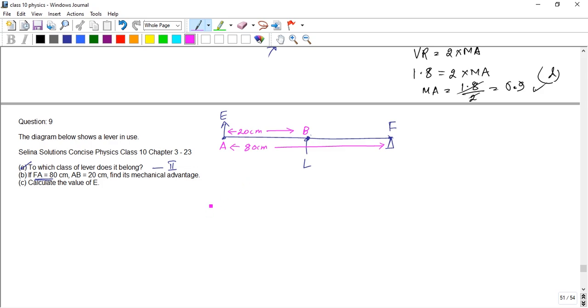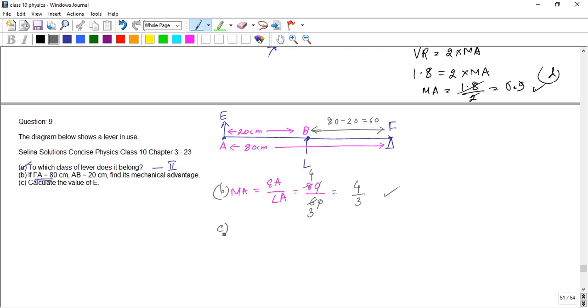Great question: what is the mechanical advantage? We know from the previous question that mechanical advantage equals effort arm by load arm. Here the effort arm is 80 centimeter, from the effort to the fulcrum point, and the load arm is the important point: it is 80 minus 20, that is 60. So 80 by 60, cancel the 0, gives 4 by 3. That is the mechanical advantage, the part B answer.